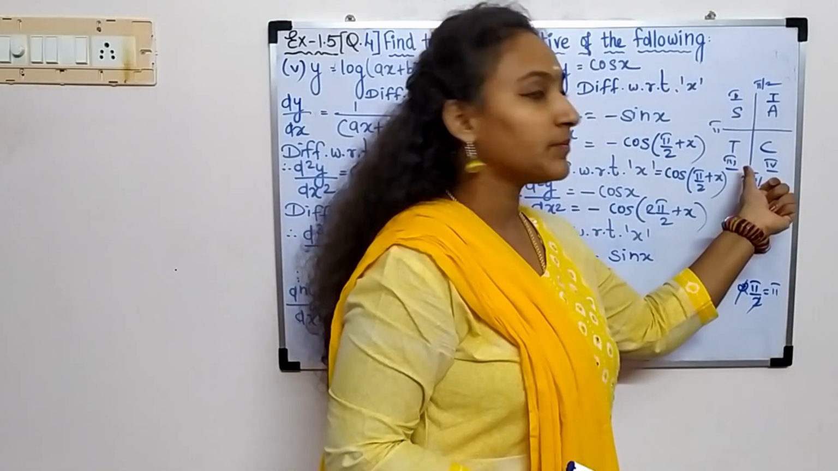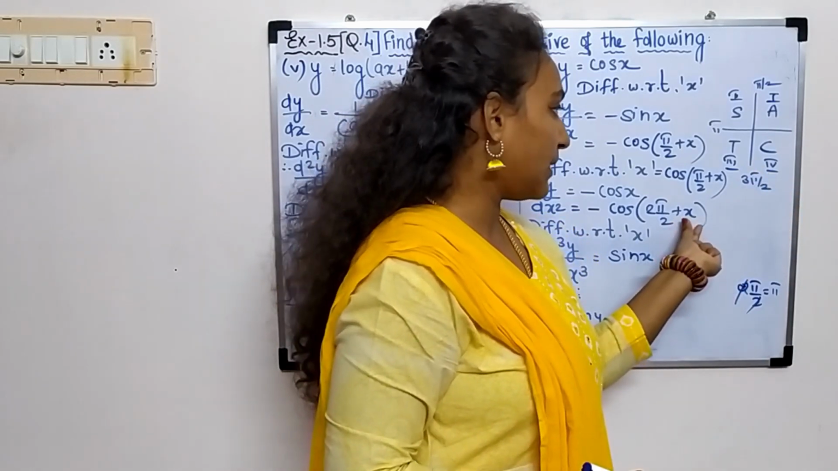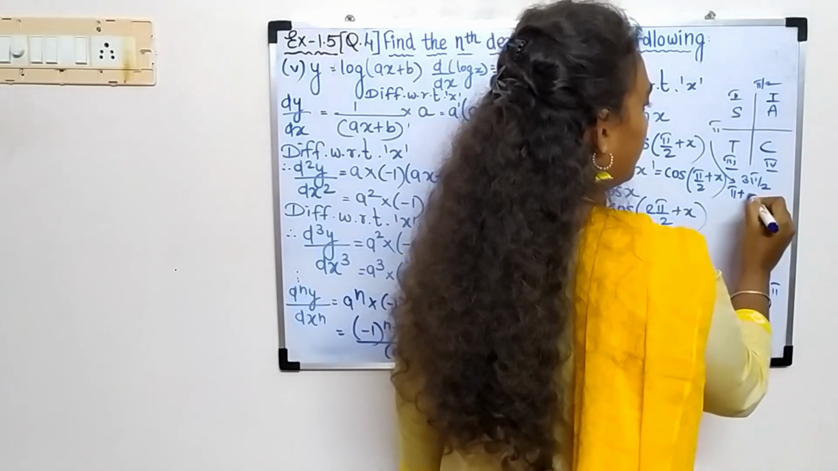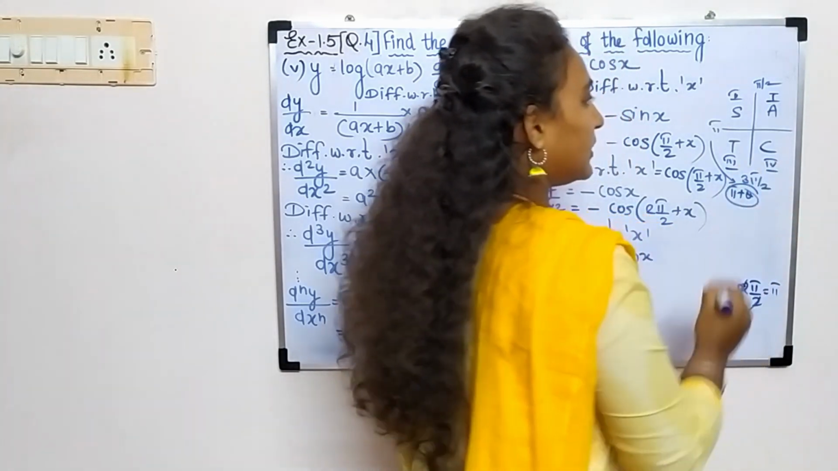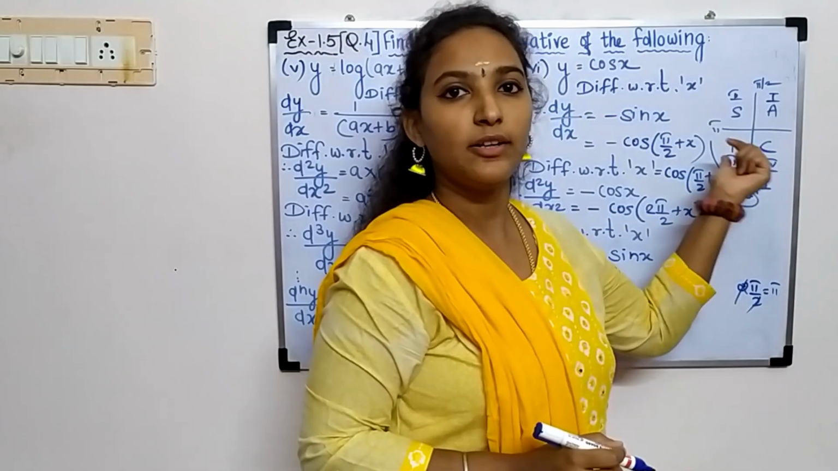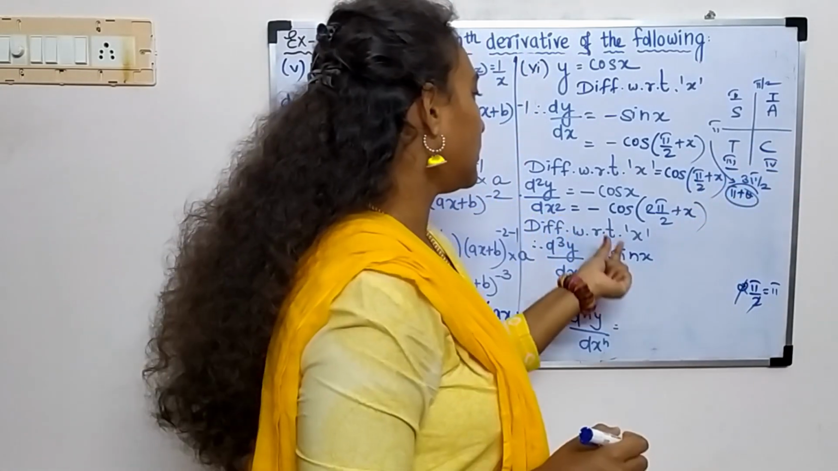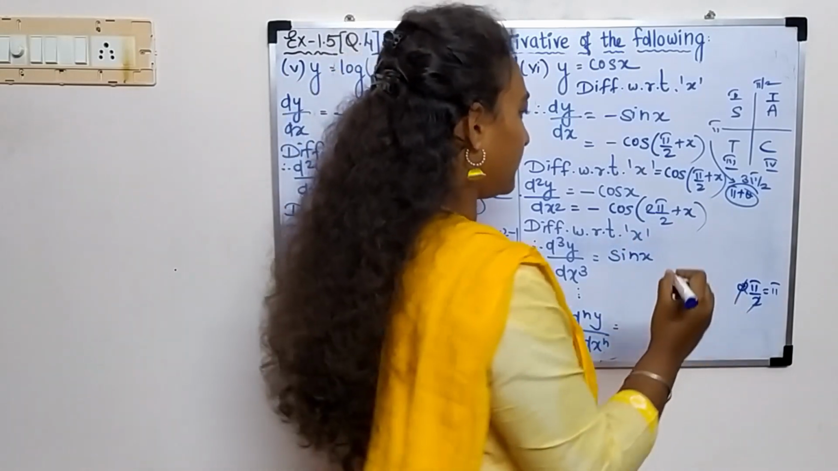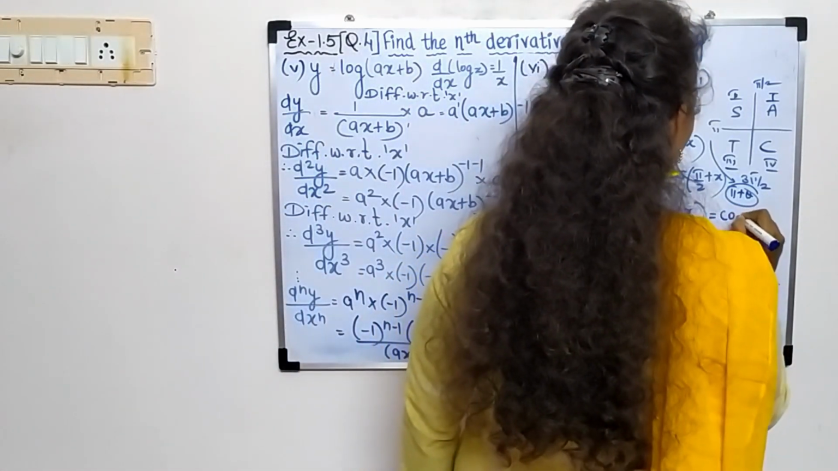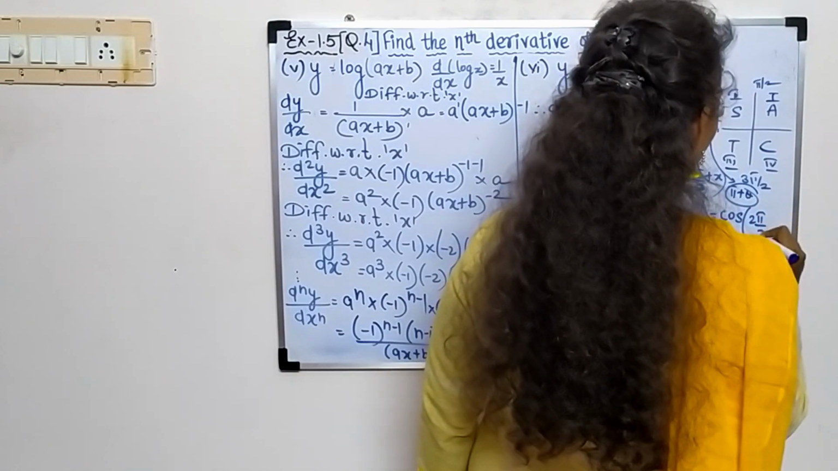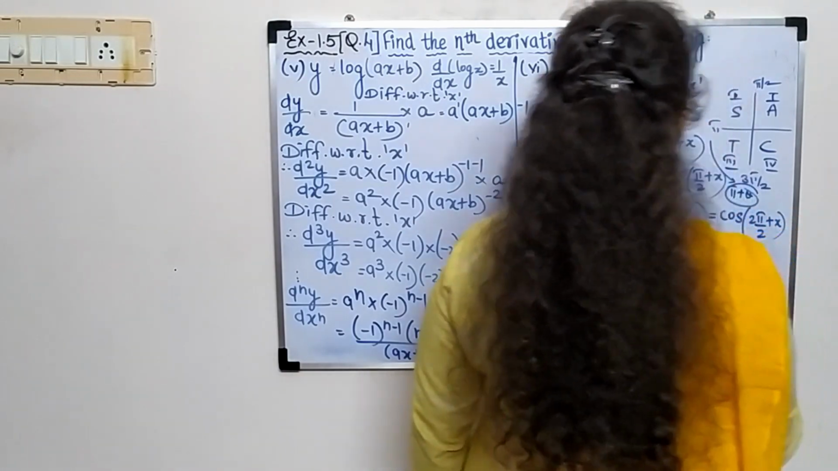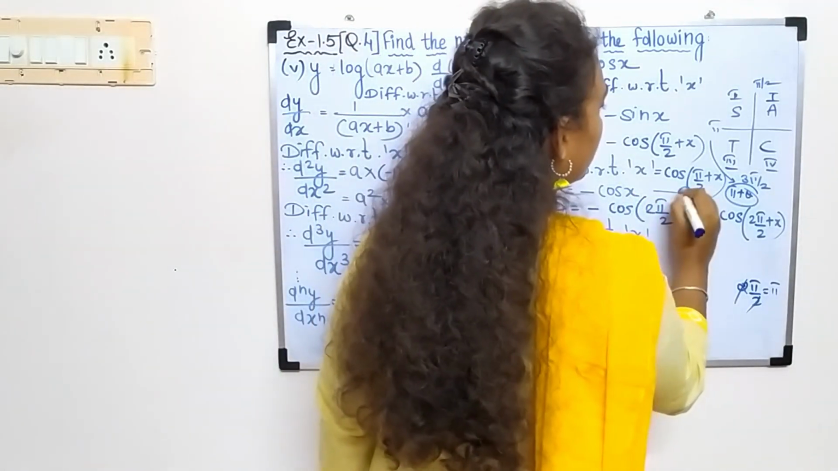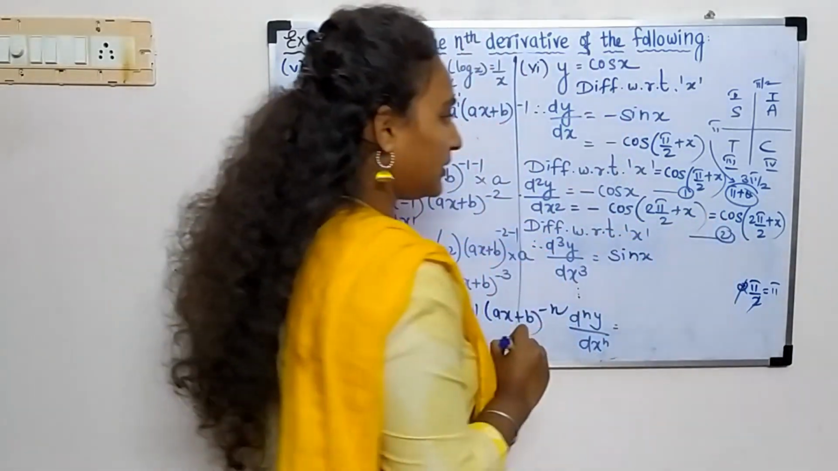Pi means your third quadrant. That is pi plus x. Pi plus x or some theta, that is your third quadrant. In the third quadrant, cos is negative. So already we have a negative, so negative into negative will become positive. So this is cos of 2 pi by 2 plus x. So let dy by dx be your equation number 1 and this is your equation number 2.